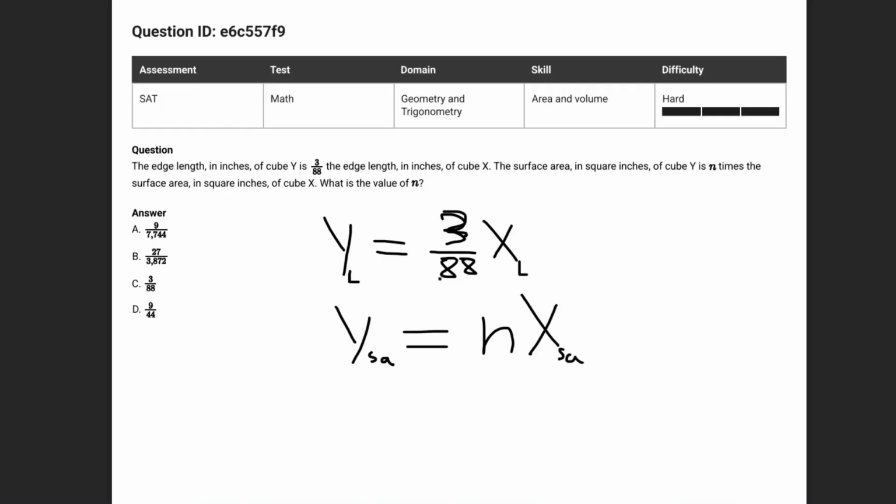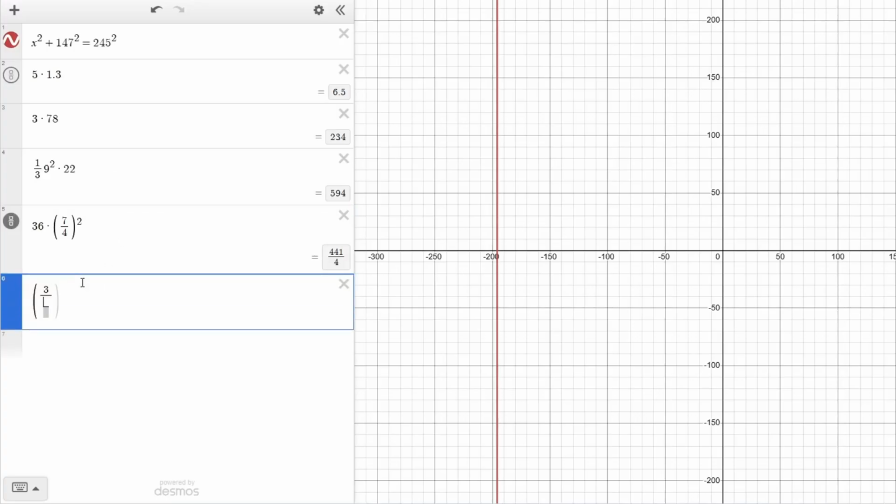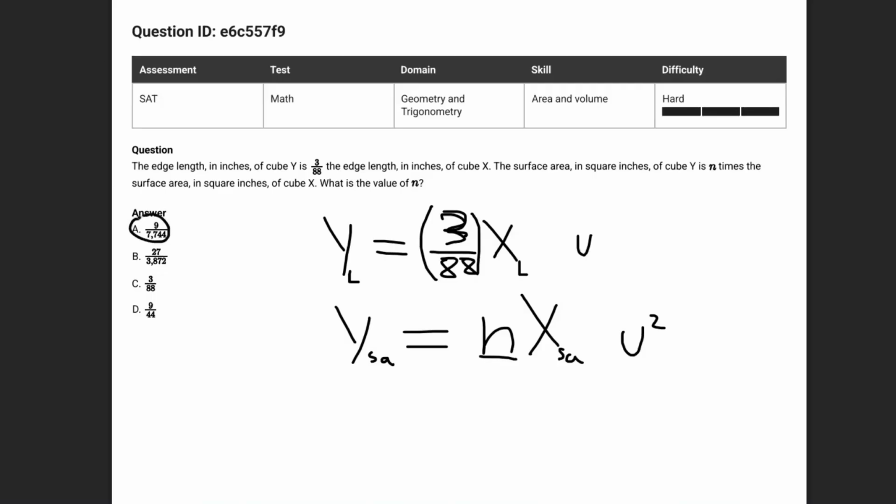This is just like another one of those finding the factors. This is a length, so it's in units. Anything with area is units squared, and volume would be units cubed. So just take this factor and square it, and that will be your value for n. If we do 3 over 88 squared and make it a fraction, we get 9 over 7,744, and that's A. So that's our final answer.